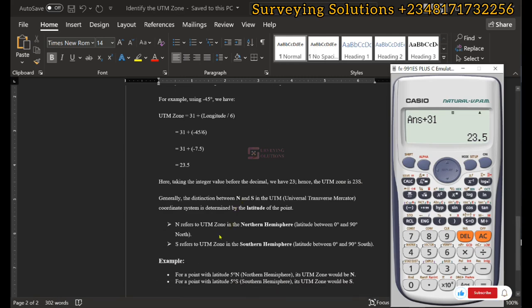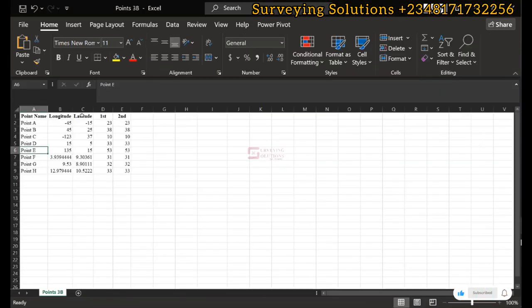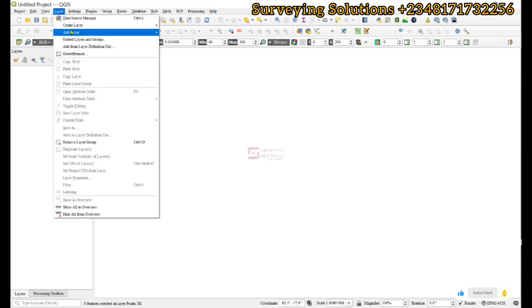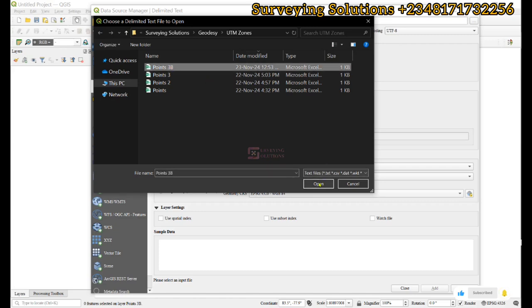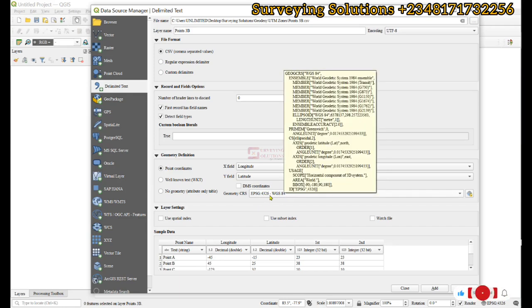So generally, we have explained this. What we are now going to do is that, we have a set of points here. We are going to visualize them on QGIS, and then we'll also load that file that will help us identify the zones, so that we can validate what we have calculated. So come to layer, add delimited text, browse, open. The X is the longitude, the Y is the latitude, and the geometric coordinate reference system is WGS 1984, because we are dealing with geodetic coordinates, right, or geographic coordinates.